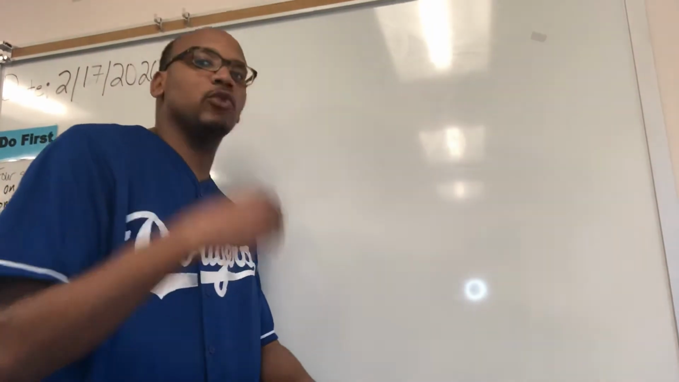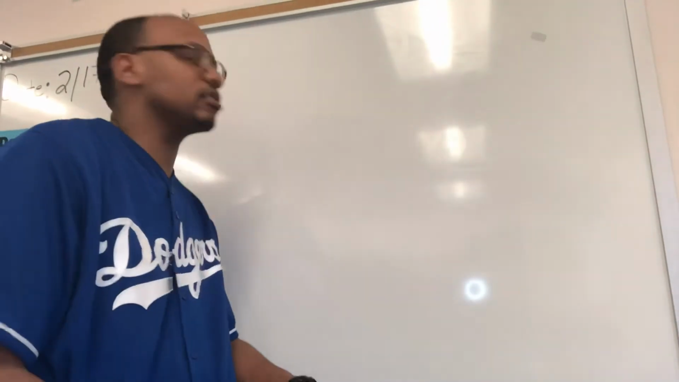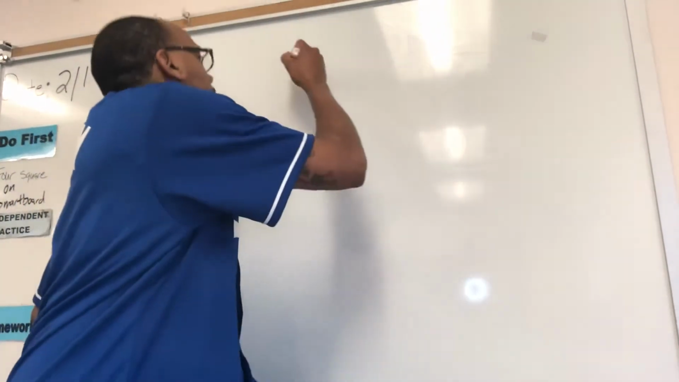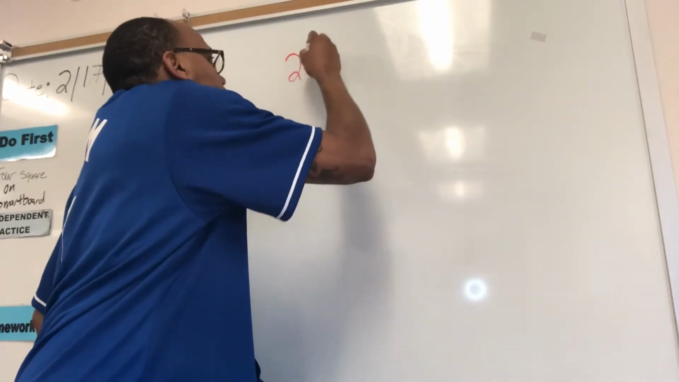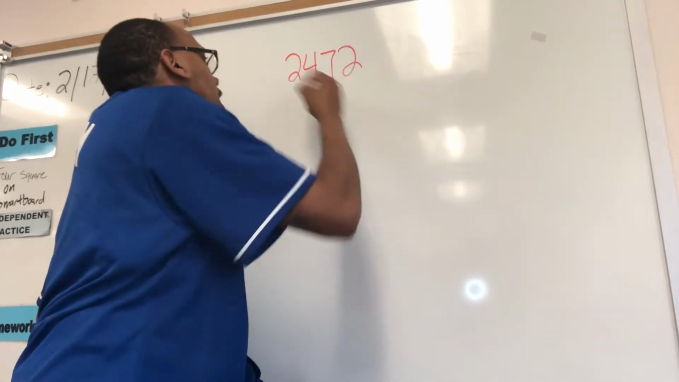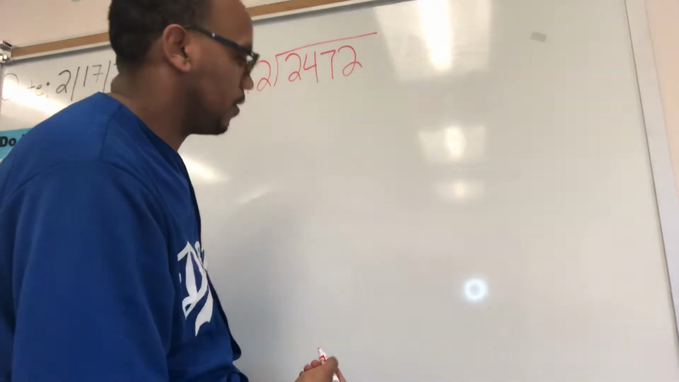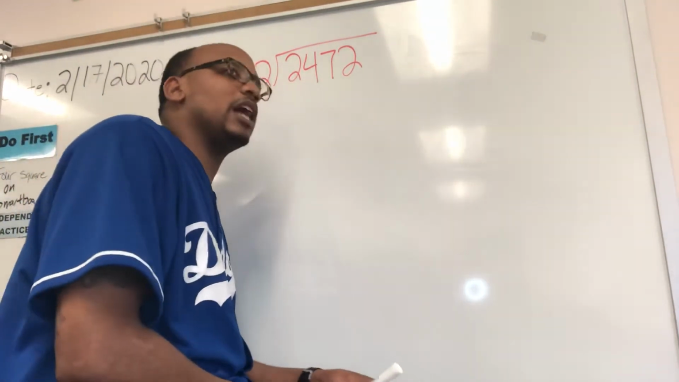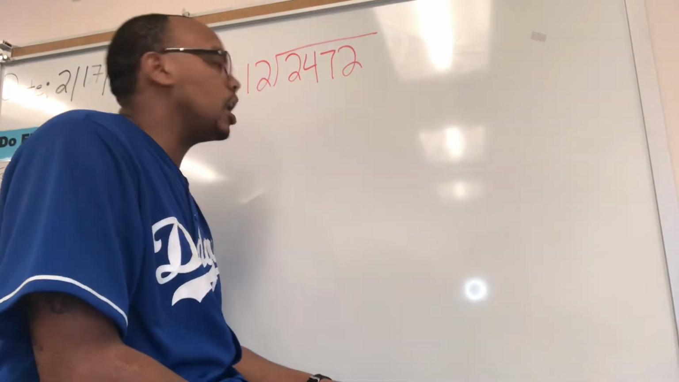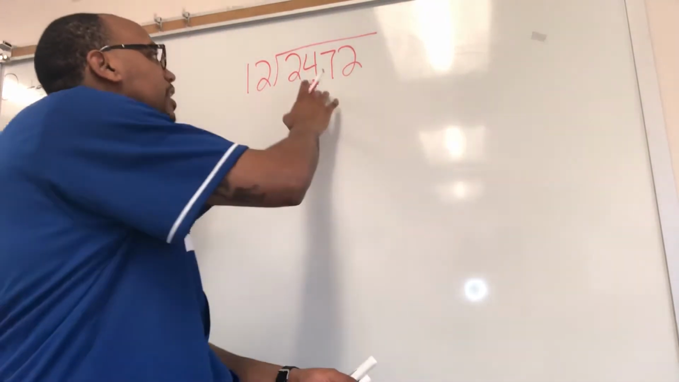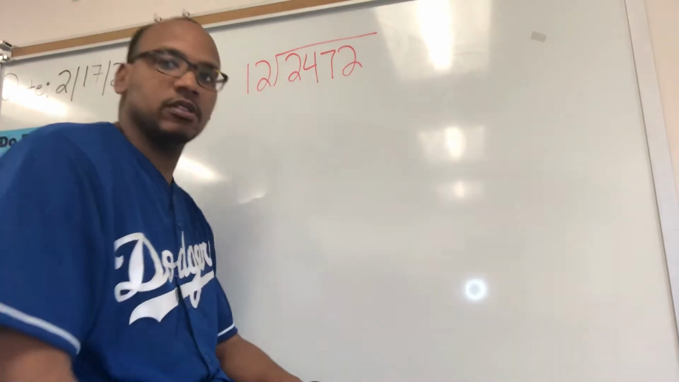This is way number 3. This is easy pieces. All right, I take the same problem, 2,472 divided by 12. Now, what I realized is I can break this up into easier division problems.